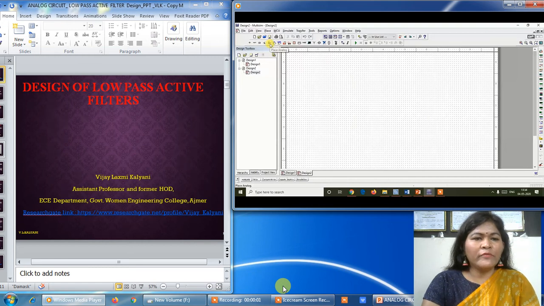Dear student, today we are going to design a first order active low pass filter using OP-AMP 741 IC. In this lecture, we will discuss the frequency scaling term and various design steps of low pass filter. We will take two examples to design the low pass filter, and then we will design the low pass filter using NI Multisim software. We will find out the output result using CRO, and using Bode plot we will obtain the frequency response curve of low pass filter.